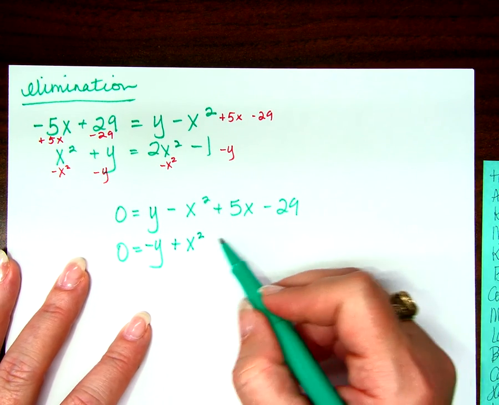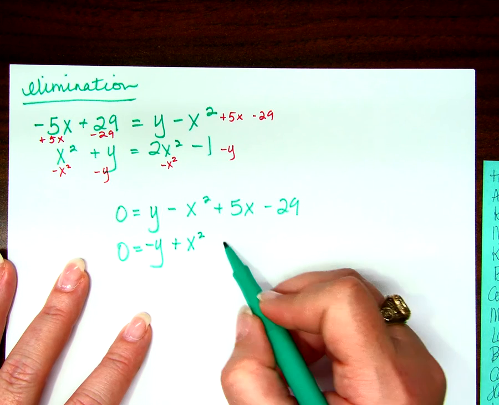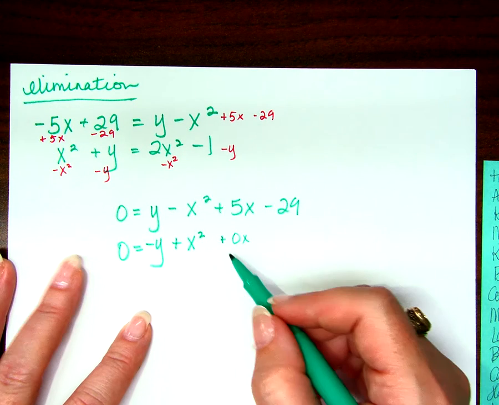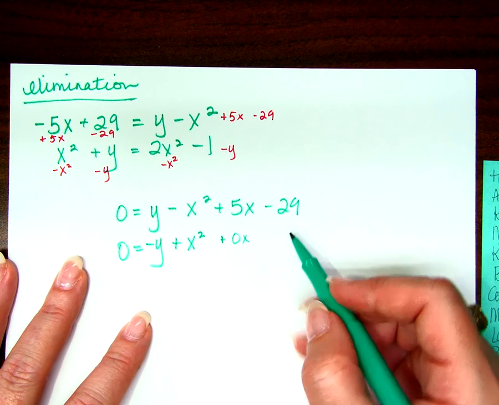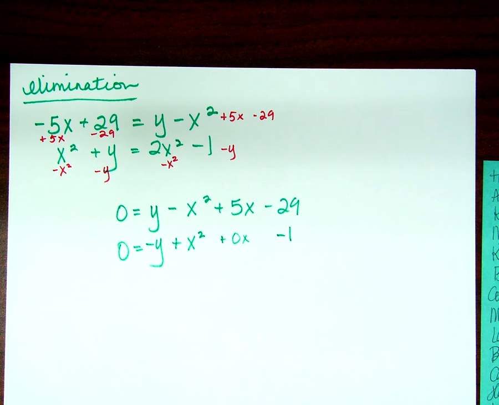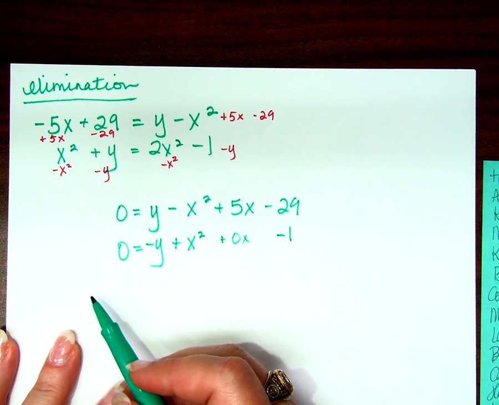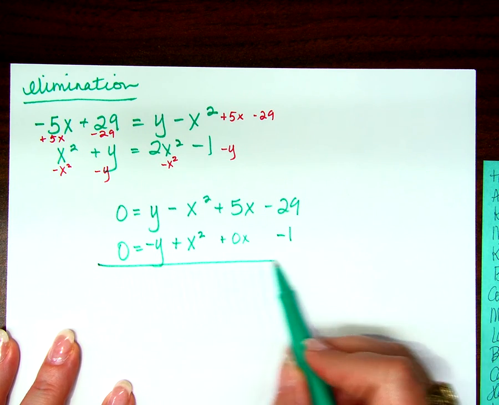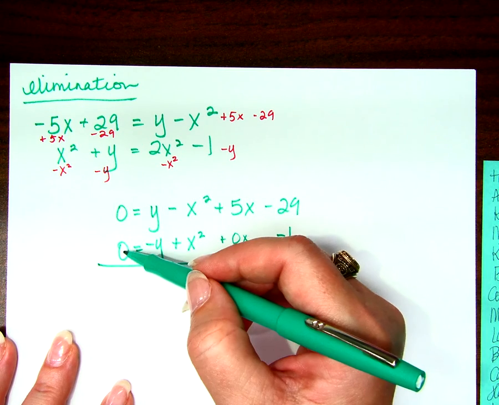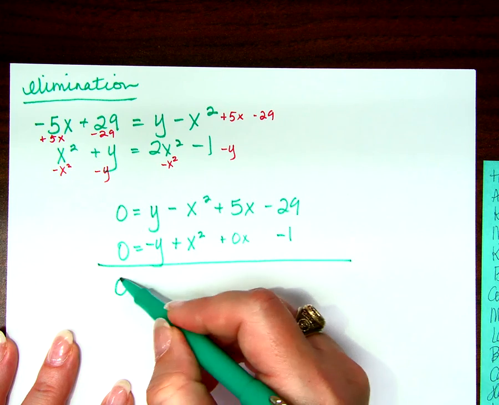Plus 0x. Do I need to write anything there? But I can put a 0x if I want, right? I don't have to, but she said to, so I'm going to. And then minus 1. Now if I'm going to try to solve this system by eliminating, what do I do now? Yep, I combine them. That's exactly right. What's 0 and 0? Awesome.